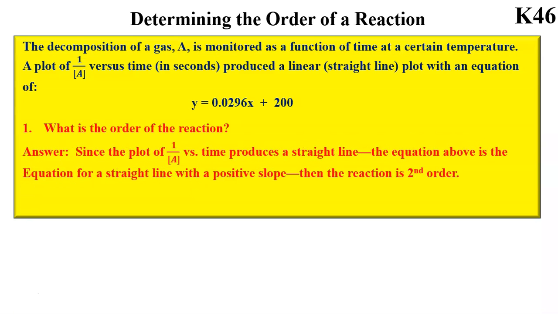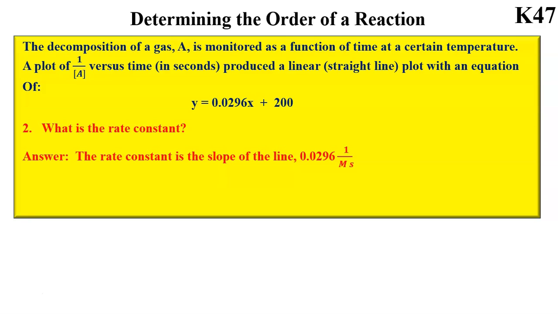Okay, so here's a sample problem. The decomposition of a gas A is monitored as a function of time at a certain temperature. If the plot of 1 over the concentration of A versus time produced a linear straight line plot with an equation of y equals 0.0296x plus 200, what is the order of the reaction? So the answer to that is, since the plot of 1 over the concentration of A versus time produces a straight line, and it is a positively sloping straight line, then the equation above is the equation of a straight line with a positive slope. Then the reaction is second order.